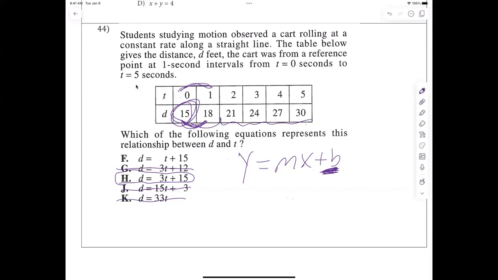Hard to believe that's on a college entrance exam. It's embarrassing, actually.